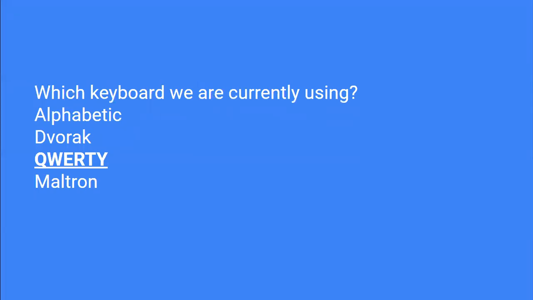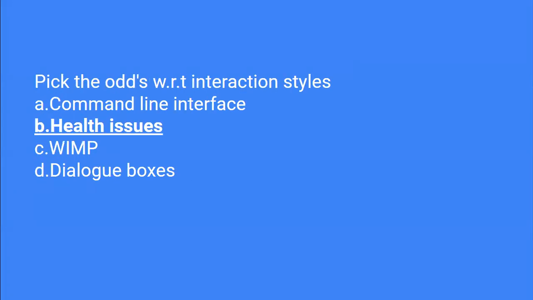Which keyboard are we currently using? The options are alphabetic, Dvorak, QWERTY, Malta. The answer is QWERTY. We can see on our keyboard that after the tab button, QWERTY is the starting sequence of letters on the keyboard.